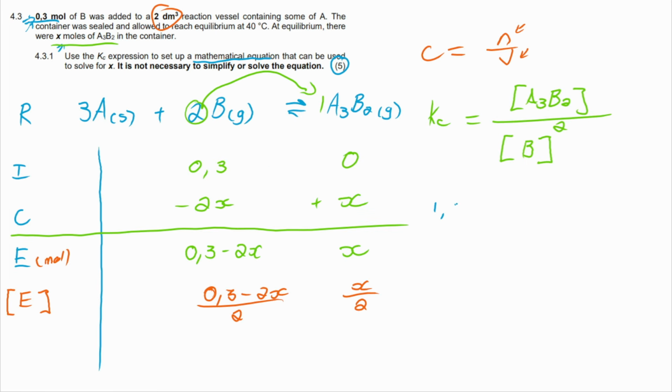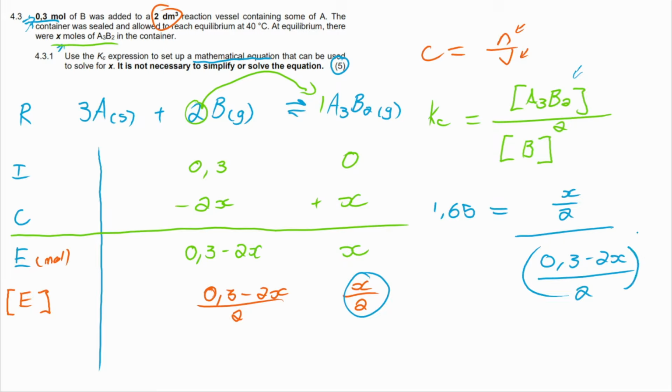So I'm going to say 1,65 is equal to, and now I substitute in my concentration of A3B2, which is this. So I say x over 2, and that whole thing is over B squared. Here I have the concentration of B, so that's over 0.3 minus 2x over 2, and this whole thing is squared. I now have this mathematical equation I can use to solve for x. It's relatively complicated to do the maths, but I have the expression. So that's what they need.